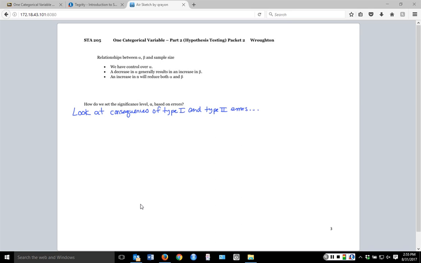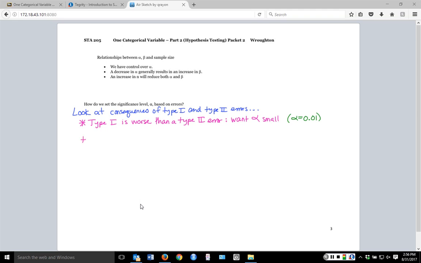So if I do that, and a type 1 error is worse than a type 2 error, that means that I want my chance of a type 1 error to be pretty small. And notice alpha is something that we can set. So generally speaking, when that's true, we set alpha to be 1%, or 0.01 in decimal form.